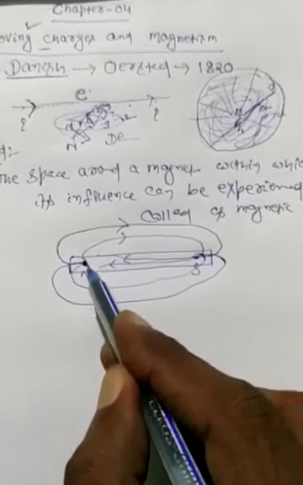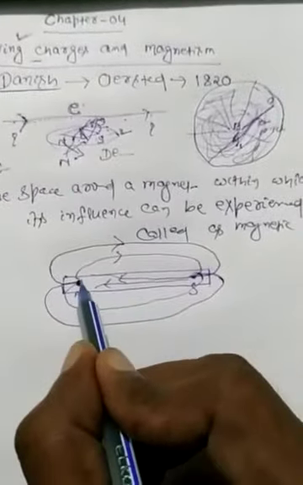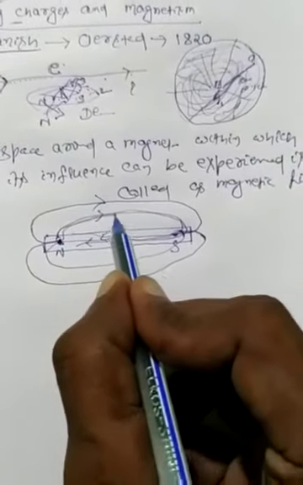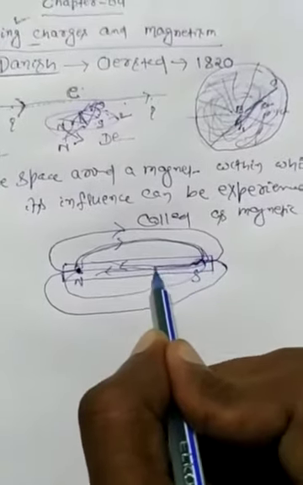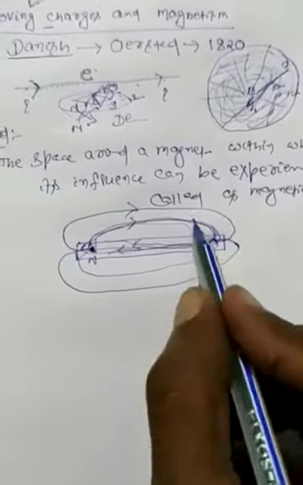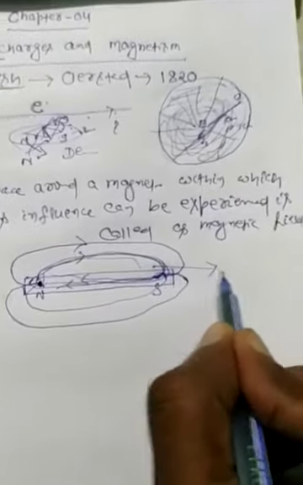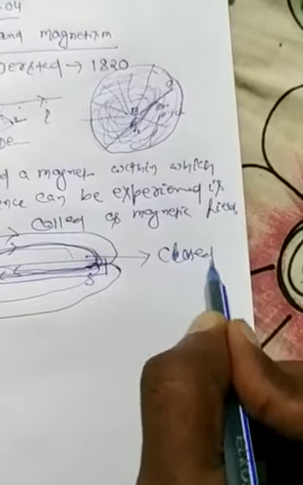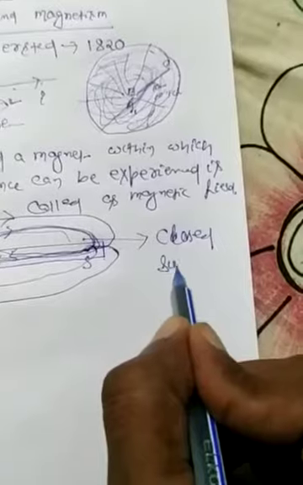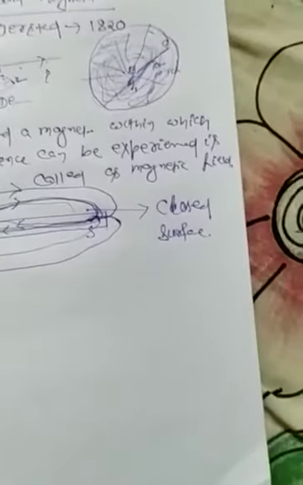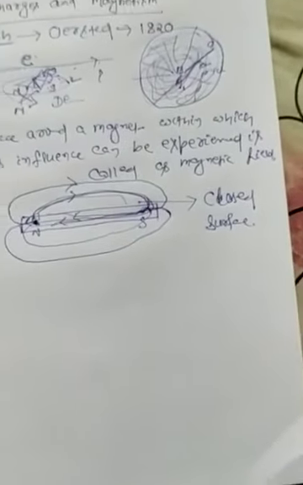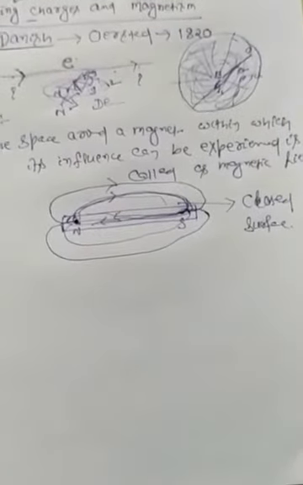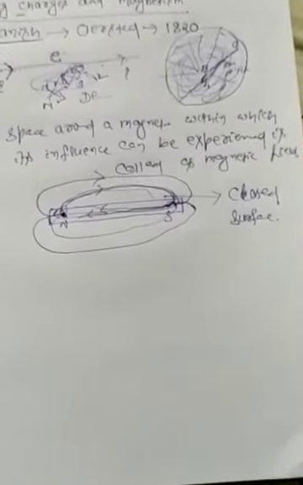So in this case, all the lines of force are cyclic in nature, from north to south outside the magnet, south to north inside the magnet. That's why we can say that the magnetic lines of force are closed surface or closed path, but electric lines of force are not closed. These are called open lines of force.